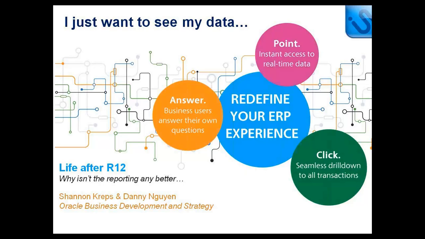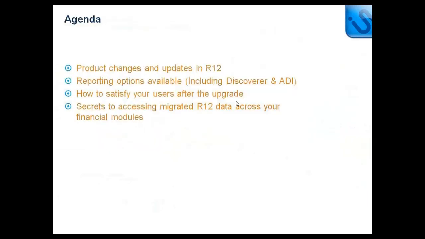So let's get started with what we're talking about. The plan for today, our big agenda, is to talk about the product changes and updates in Release 12, focusing on reporting, those reporting options that are available, and we're going to spend a little bit of time focusing on Discoverer as well as ADI. We're going to talk about how to satisfy your users after the upgrade when it comes to getting your data, and also secrets on how you can access your migrated Release 12 data across your financial modules and really across any module within the Oracle E-Business Suite you want to be able to see.